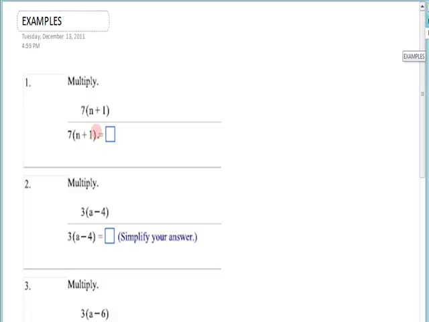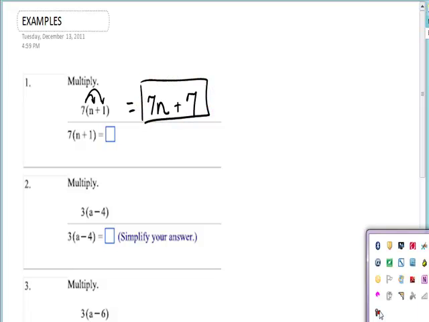All right, number 1, it says to multiply. Well, each time I do this, I'm going to see those little arrows in my mind. 7 times n gives me 7n. 7 times positive 1 gives me positive 7. Those aren't like terms. I can't do anything else. That's the most that I can do.